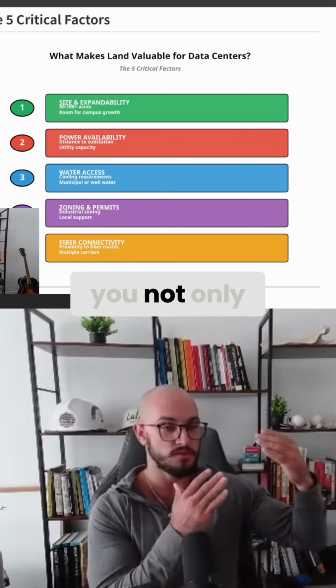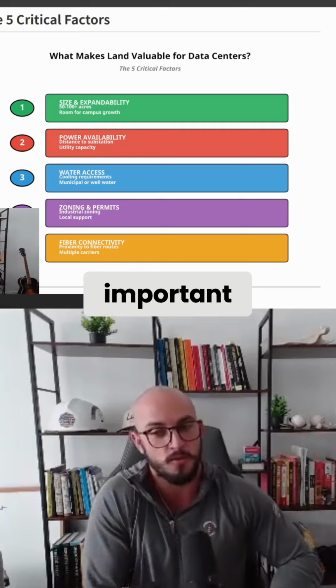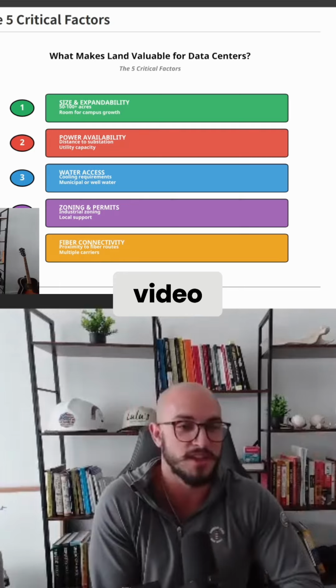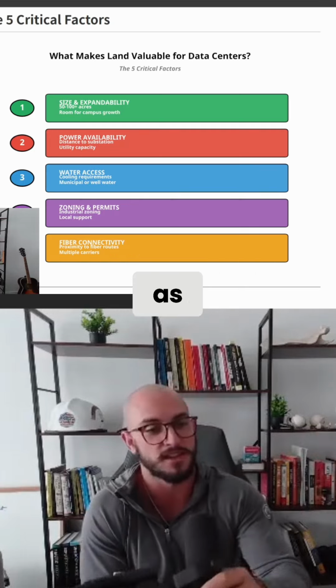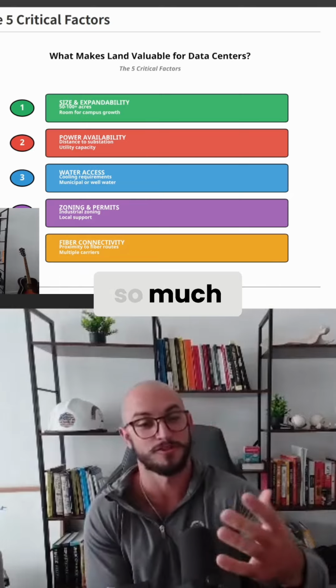Power availability, you not only need front of the meter power, but you also need redundancy, and that is super important. And so already, if you're watching this video and you have raw land and you just want to sell it as raw land, I think you can see why these sites go for so much, because there's so much work that has to go into it.